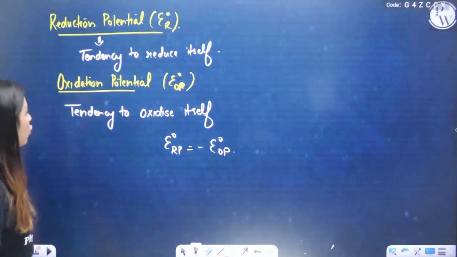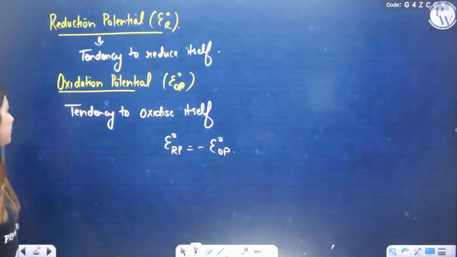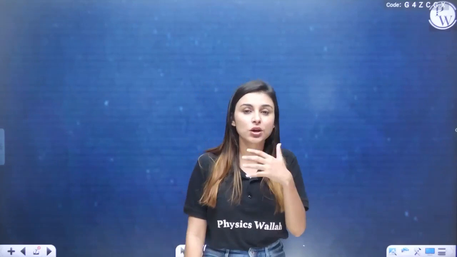Yes, perfect. I hope this is clear with you. This is the first thing that we can interpret from the electrochemical series. Now, the other thing which we can interpret from the electrochemical series is a very important term, which is the oxidizing agents and reducing agents. Okay, so now let's discuss this.